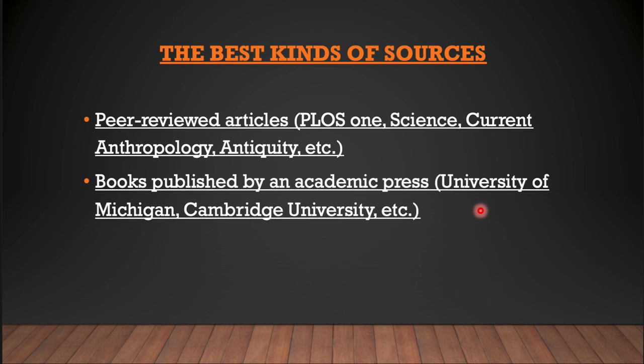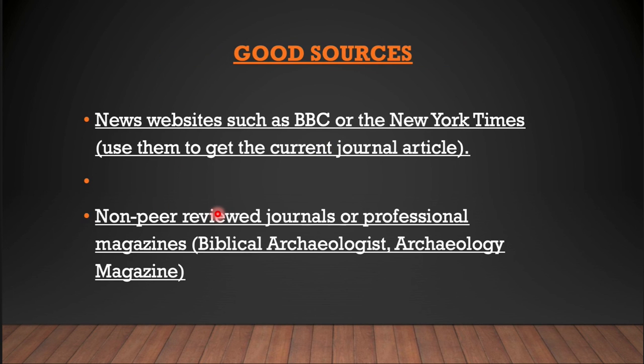These are the best kinds of sources. You will get lots of good information from these kinds of sources. So a lot of the books on eReserve are these kinds of books. Good sources also include websites such as the BBC or the New York Times. Usually they will be good places to get other sources.